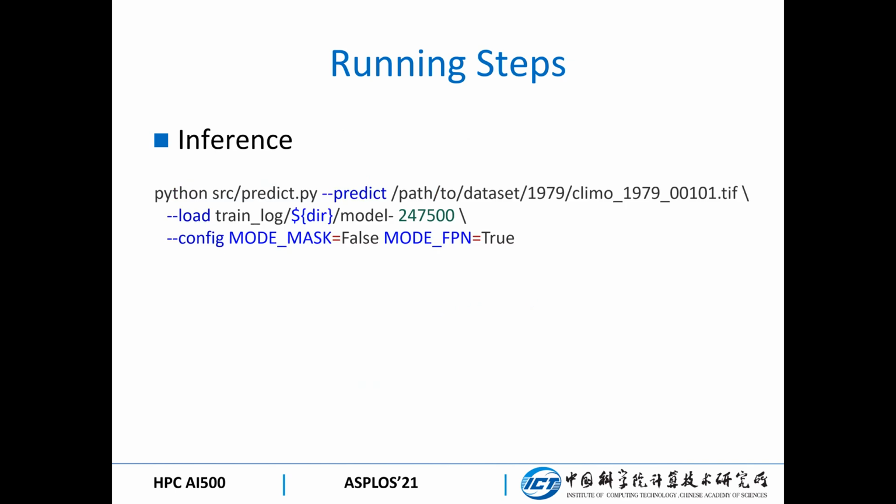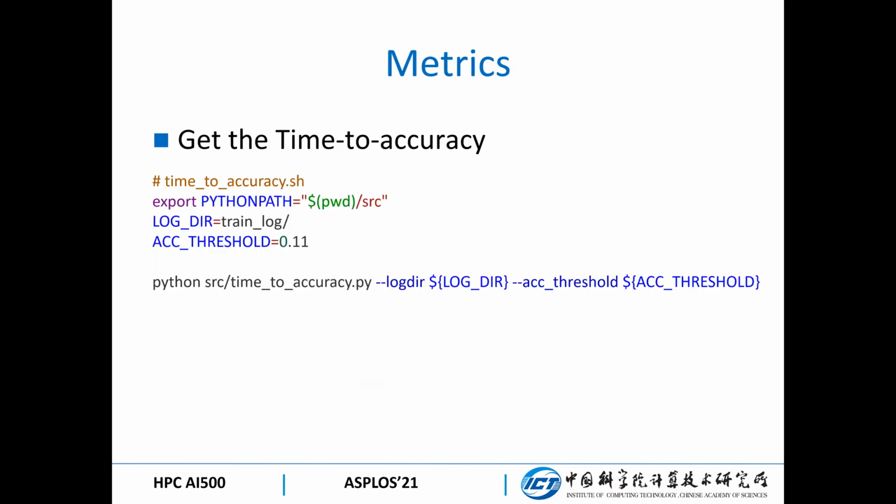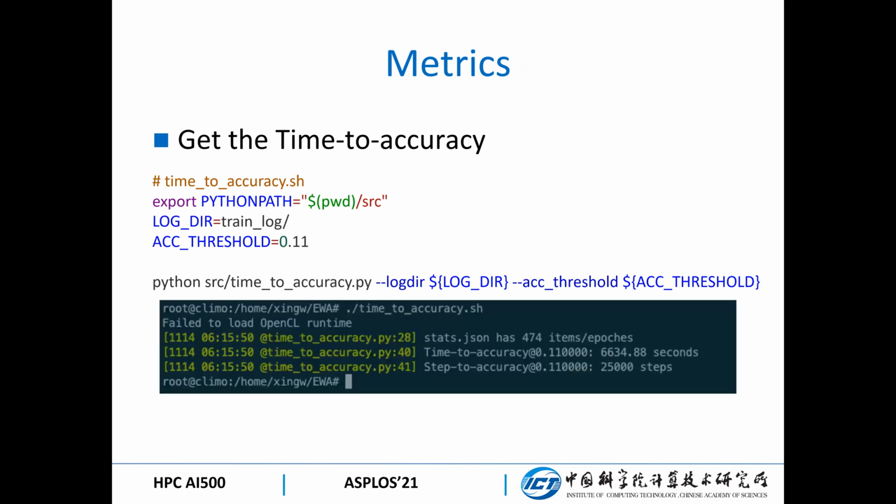After training, we can run a prediction to check the model quality. The result is shown in the screenshot. And for the metrics, we can get the time to accuracy by the script time to accuracy, as shown in the figure. The time to accuracy is 16634.99 seconds.